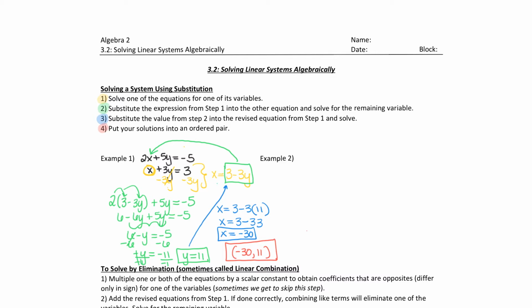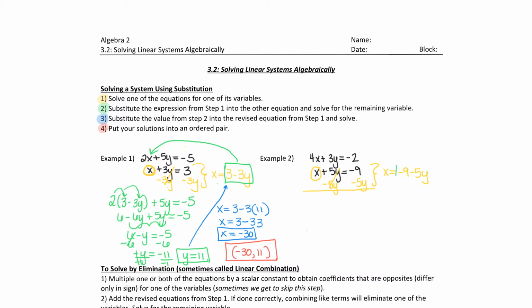In my next system, I have 4x plus 3y equals negative 2, and x plus 5y equals negative 9. So here I'm taking a look at all of my variables, and in this equation it looks like this x will be the easiest to get by itself again. So to get x by itself, I'm going to subtract 5y from both sides, leaving me with x equals negative 9 minus 5y.